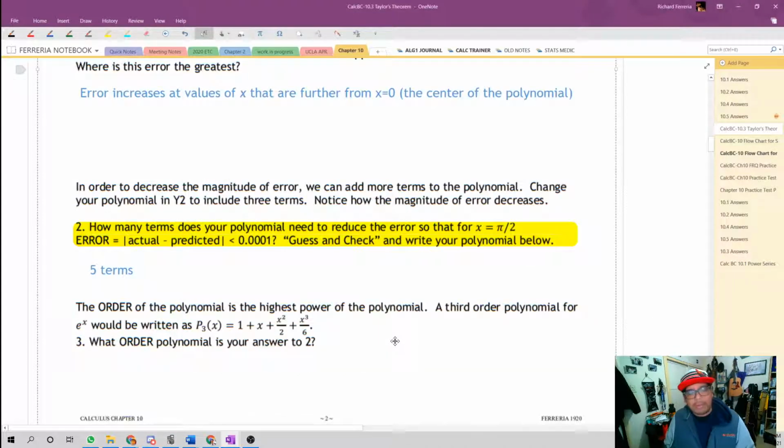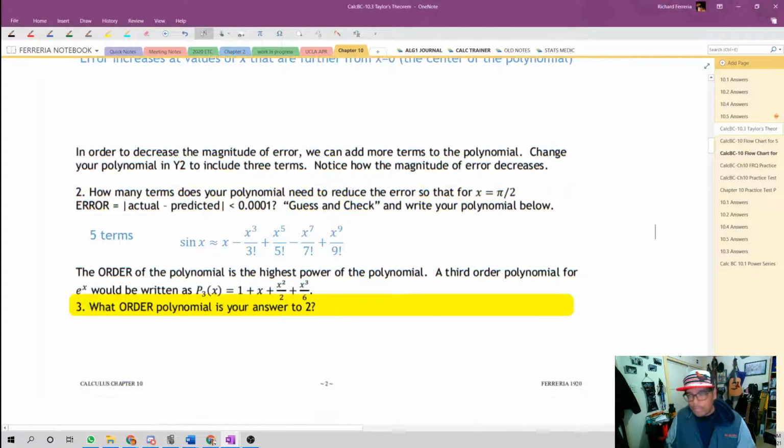Next, we're going to write down that polynomial. Great. So that is, what did we say, 5 terms, and the highest power is 9. And if our highest power is 9, what order is that polynomial? Well, that was a 9th order polynomial.